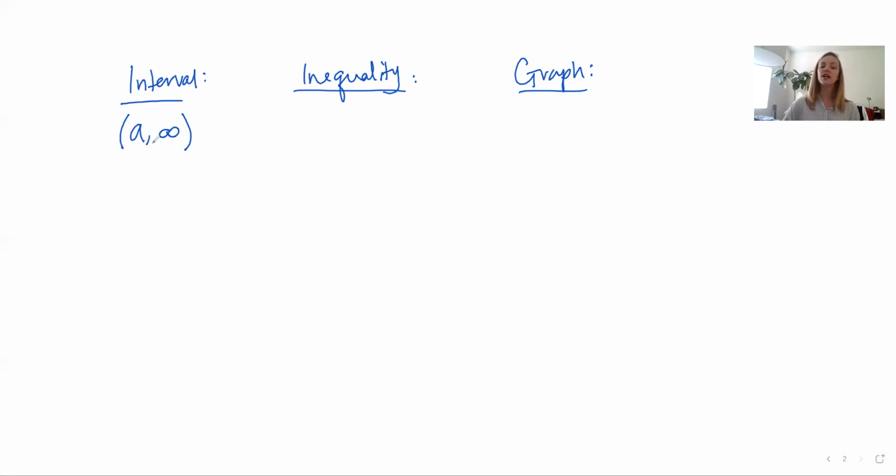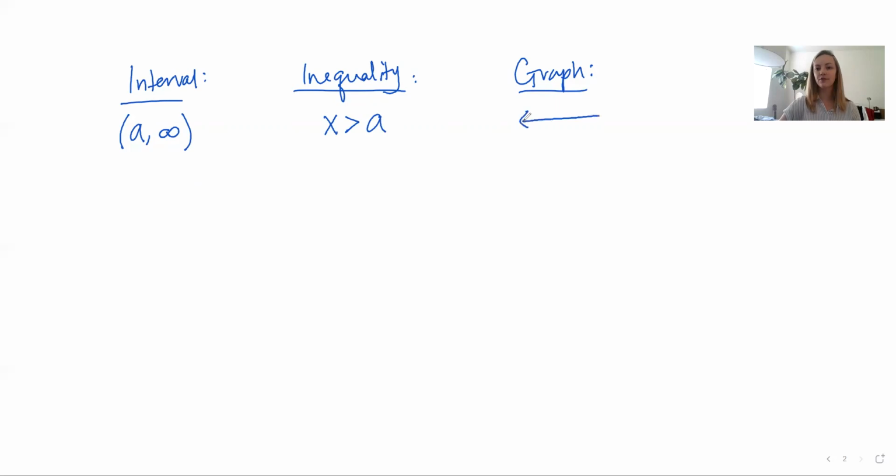And so what this is saying is that any number from a up to positive infinity is a solution. So that's saying any number bigger than a works. So our inequality is going to be x is greater than a. We're not going to include that infinity because x greater than a is telling us any numbers from a up to infinity is a solution. So we don't need to include that infinity.